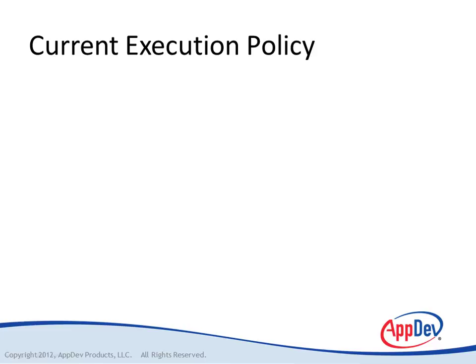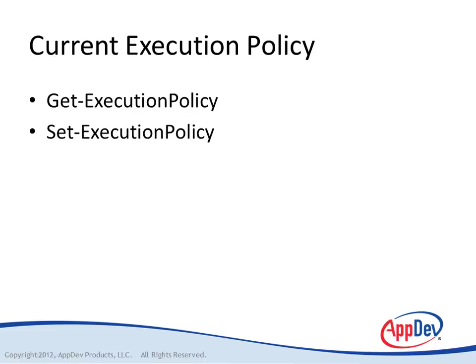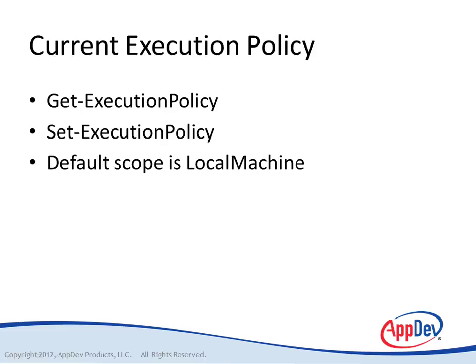You can work with the current execution policy using a couple of simple commandlets. It should come as no surprise to you, if you're really grasping the idea that these are verb-noun combinations, that if we would like to find out what the existing execution policy is, we can get it, and that is done by the Get-ExecutionPolicy commandlet. If we want to change it, that means we're going to set it, and we would do that with the Set-ExecutionPolicy commandlet. As I said before, the default scope is local machine.